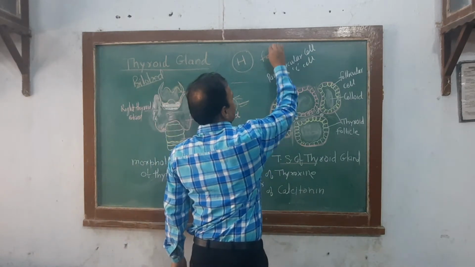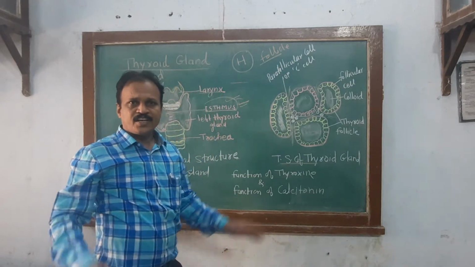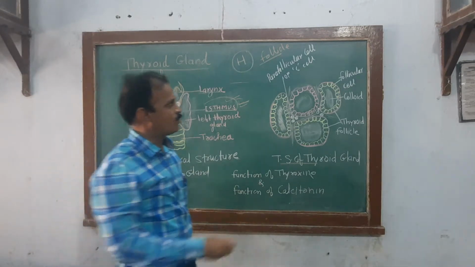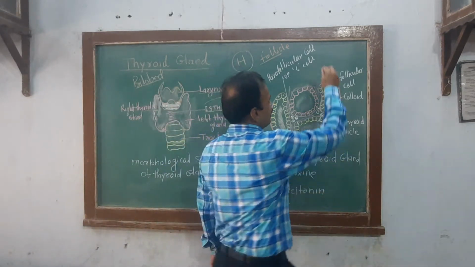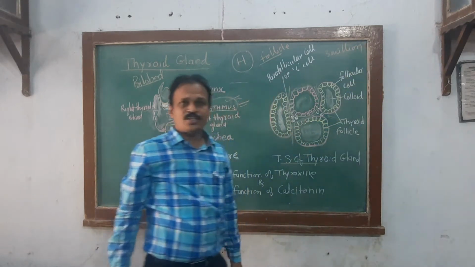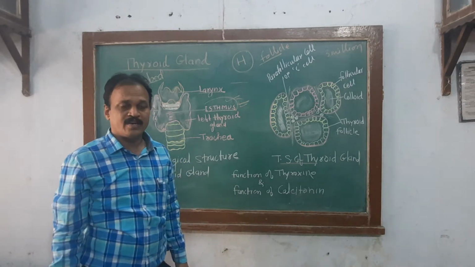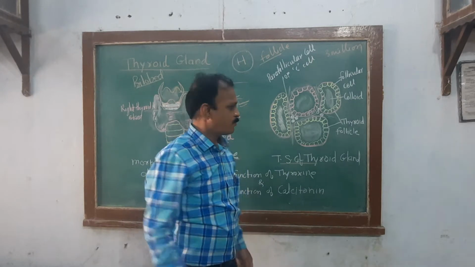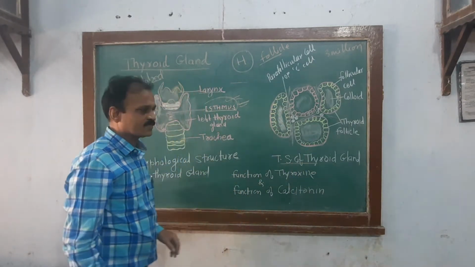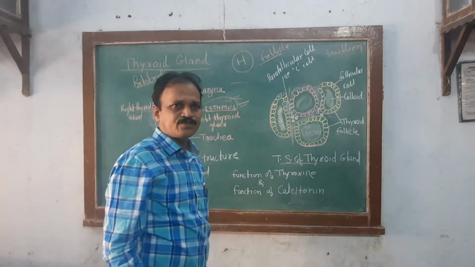The follicle is the functional chamber of the thyroid gland. In each lobule there are thousands of follicles. As per the reference book, there are about 3 million follicles. Can you imagine the figure? 3 million. 1 million means how many lakhs? 10 lakhs. So imagine the follicles. Follicles are variable in size, located in the thyroid gland, and supported by connective tissue.